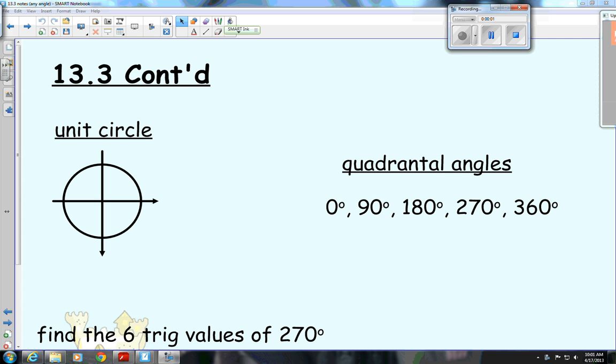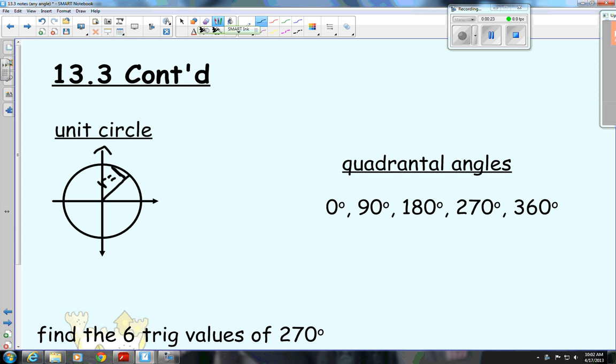Now, in the unit circle, the other thing that's important is that the radius is equal to 1. That's hence the name unit circle. So r equals 1. Got my little dot there.